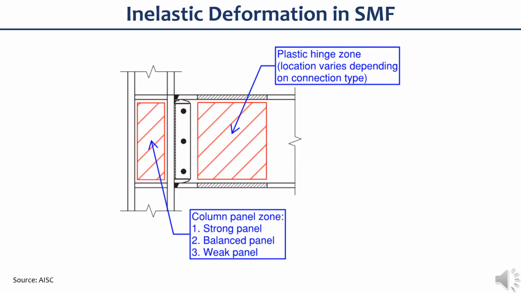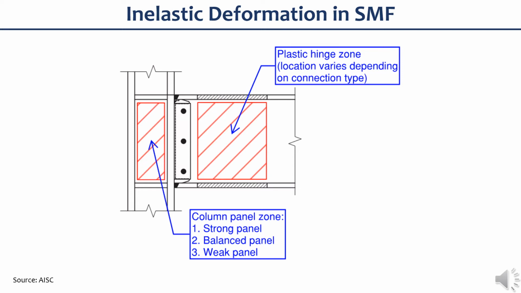There are three basic approaches used that relate to strength and inelastic behavior of the panel relative to the strength and inelastic behavior of the framing members in the connection. First is the strong panel, where the panel zone strength is greater than the surrounding framing components to the point where the vast majority of the inelastic deformation occurs in the beam.